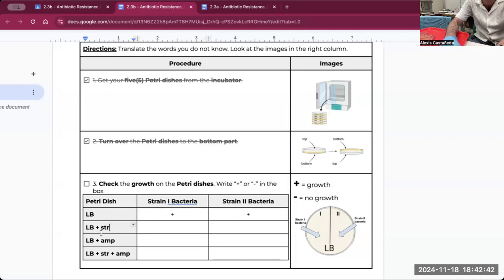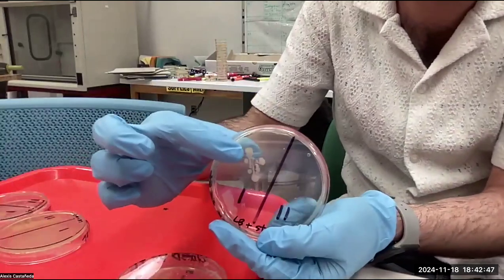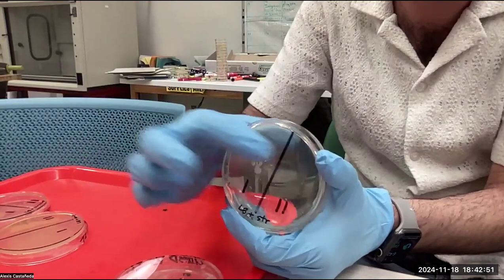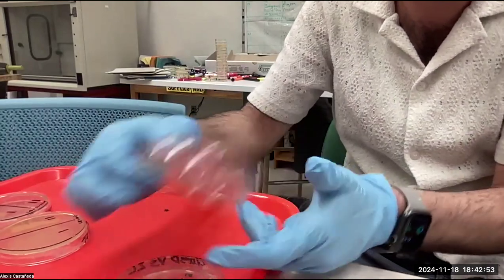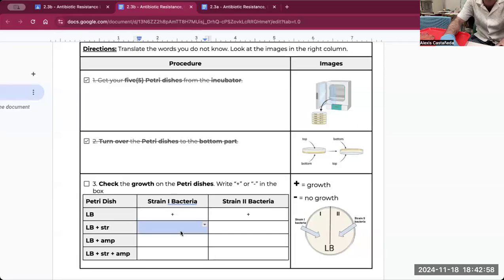The second one, let's look at the plate with LB and STR. For LB and STR, I see growth on the side that has 1. I see no growth on the side that says 2. So that means that only strain 1 of the bacteria was able to grow. The second strain was not able to grow. So I'm going to put a plus here and a minus here.